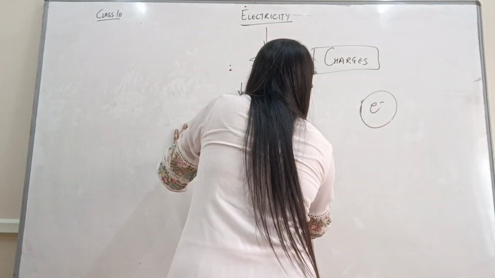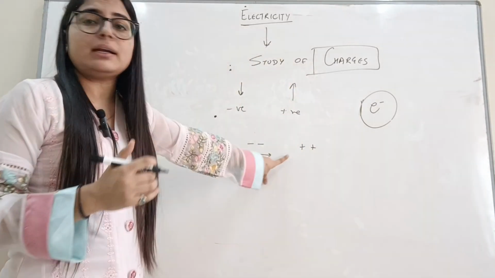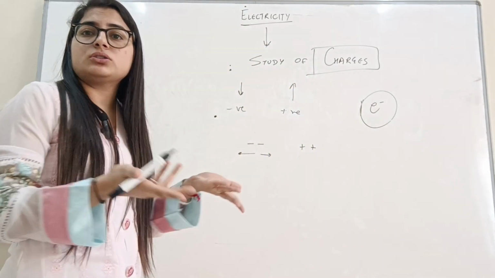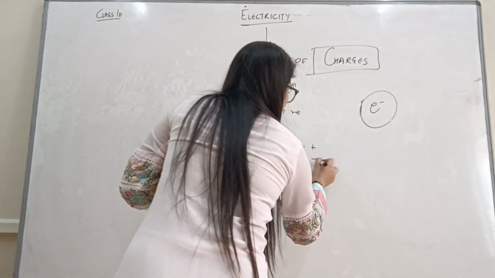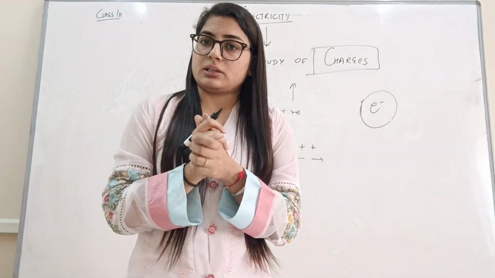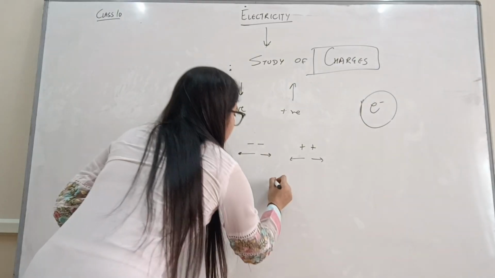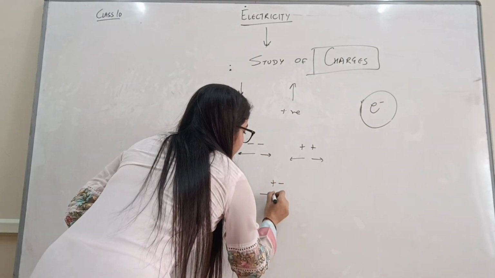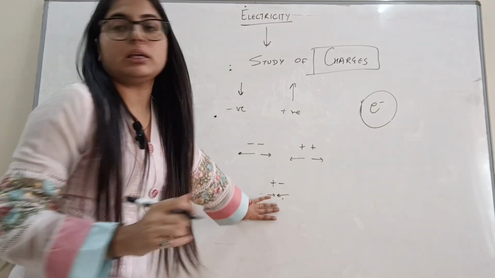When I say positive and positive, again they are like charges. They'll also repel each other. So like charges repel each other and unlike charges attract each other. Unlike charges, in the sense, a positive and a negative charge, attract each other.